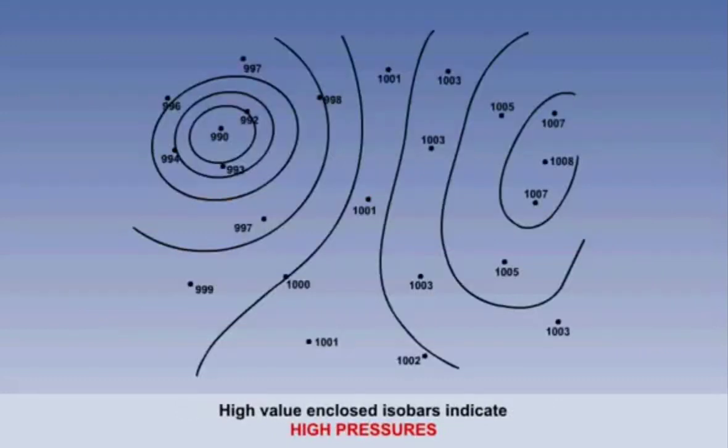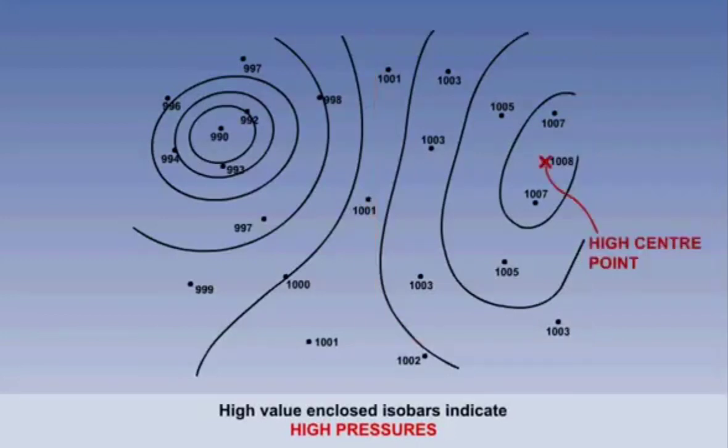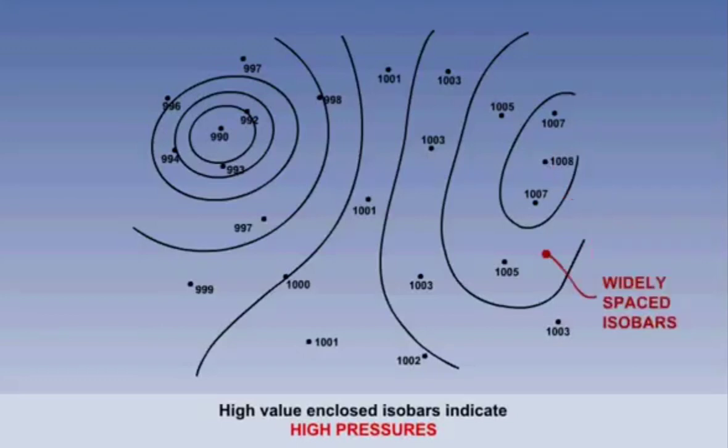Basically, a high-value isobar indicates a higher pressure. An enclosed high-value isobar shows the highest pressure within an area and reveals its center. As mentioned previously, note that the isobar spacing in high pressures tends to be further apart than the low pressure systems. We will return to this point again shortly.